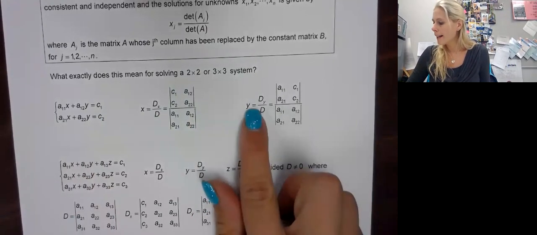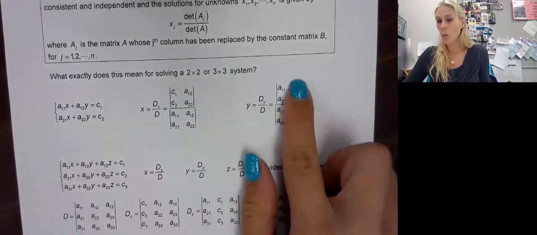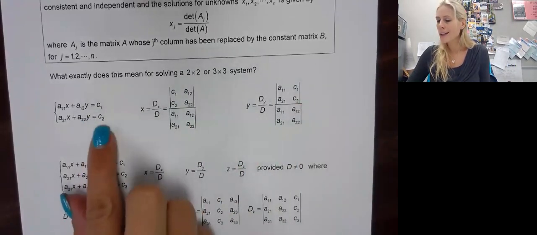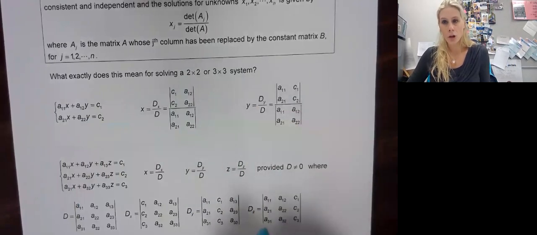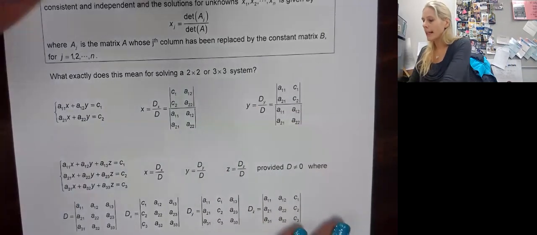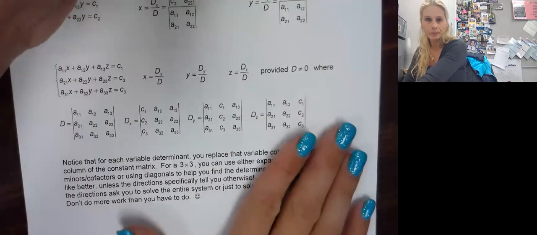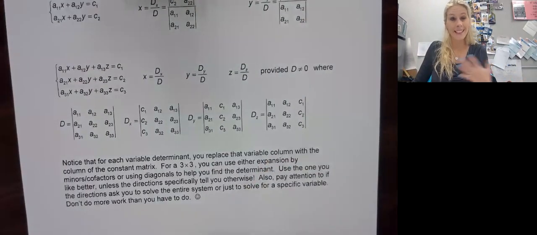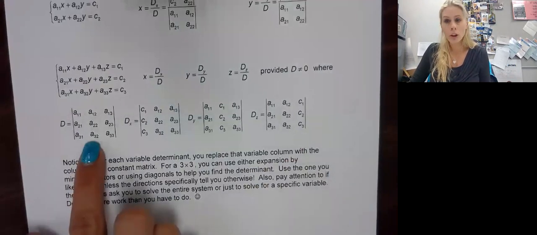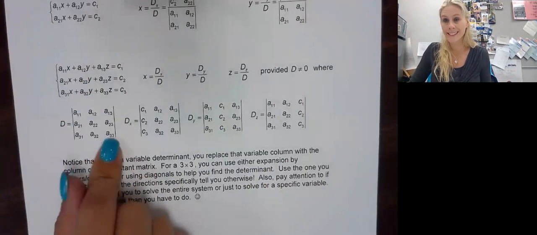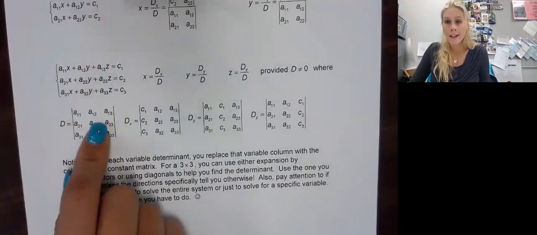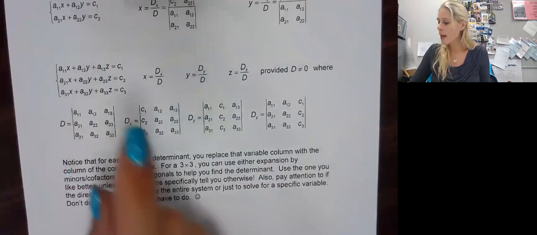For our y's, these would have been the y values, but we put our constants in that place, and then we find the determinant. Same thing down here. And of course, this gets a little bit longer, right? Because you have your original determinant of the matrix, and that's always a must, because where does that go? That goes in the denominator for each of those variables we're solving for.